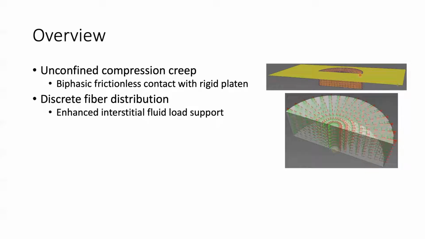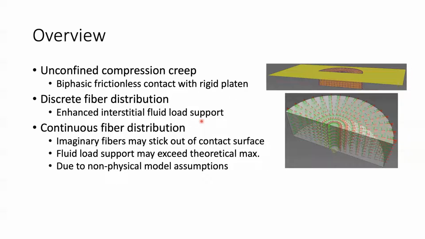Initially, I'm going to make the solid matrix of the biphasic material an isotropic material, and then I'm going to add fibers to it because most biological tissues are fibrous. We're going to find out that the addition of fibers will actually enhance the fluid pressure and therefore enhance the part of the load that's supported by the fluid pressure, which we call the fluid load support.